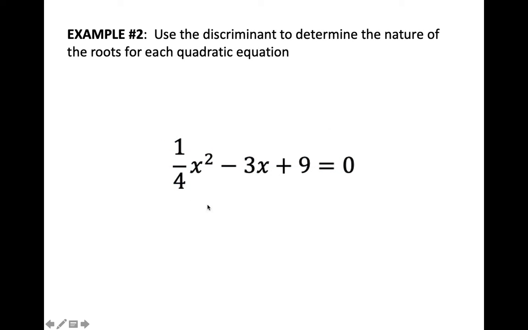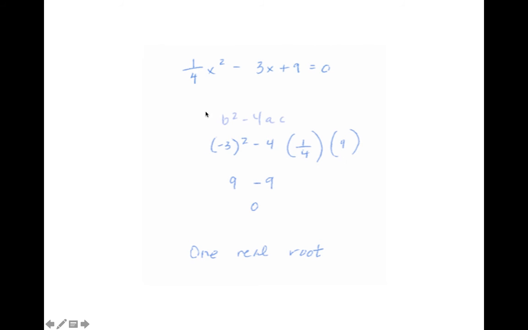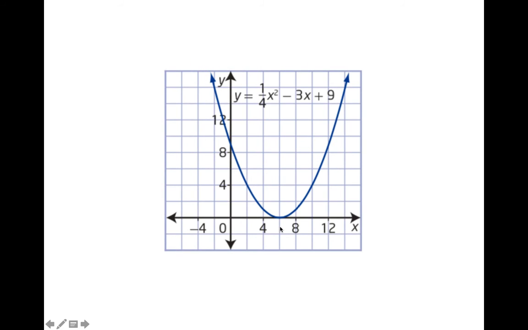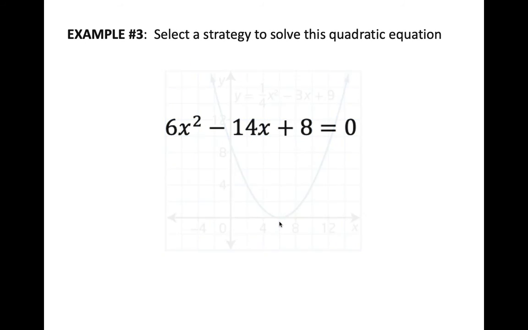Lastly, we'll take a look at this one. We'll take our numbers and plop them in. We get a 0, which means if we check the graph, we should have only one real root. And sure enough, there it is, just the one.